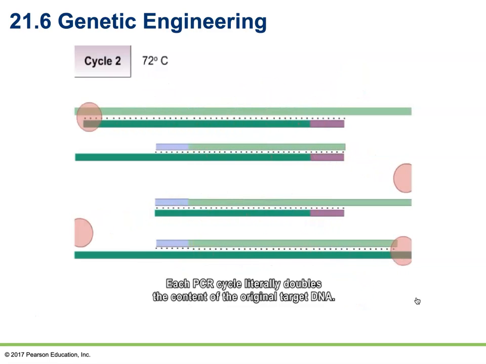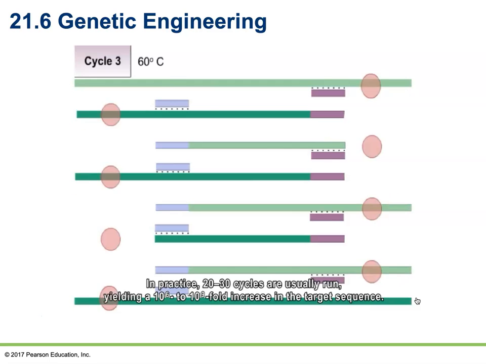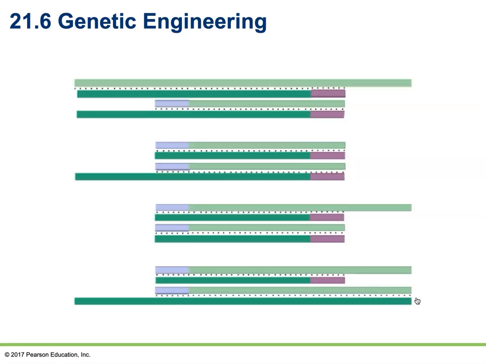Each PCR cycle literally doubles the content of the original target DNA. In practice, 20 to 30 cycles are usually run, yielding a 10 to the 6th to 10 to the 9th fold increase in the target sequence.